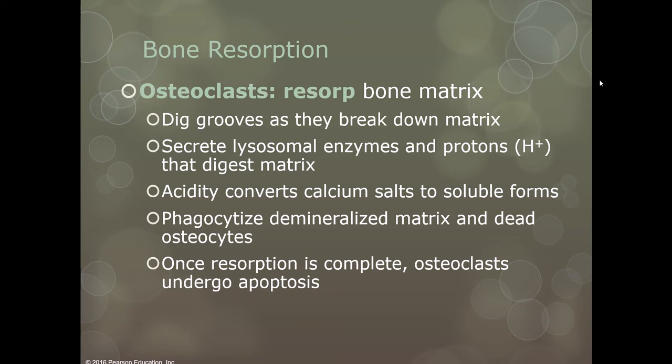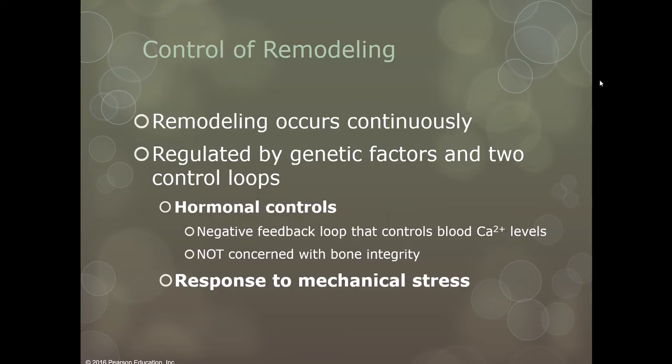Those calcium salts get acidized, become soluble, so the calcium can return to the blood, and then the matrix itself and the dead osteocytes get eaten by some phagocytic cells typically, and then once the process has stopped for this particular point in time, the osteoclasts themselves will go through apoptosis. They will essentially implode, so that they're not continuing to weaken our bones.